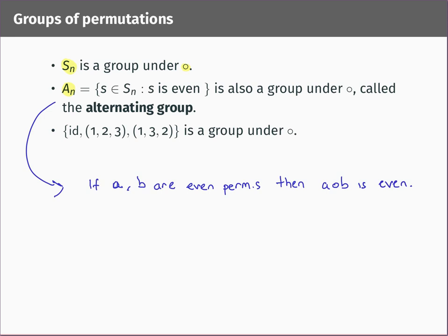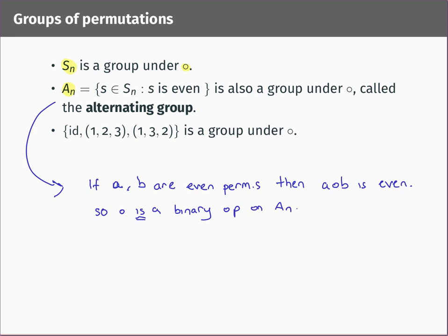That means that composition really is a binary operation on AN, because when you compose two elements of AN, two even permutations, you get another even permutation, that is another element of AN. So that's condition 0 for being a group.